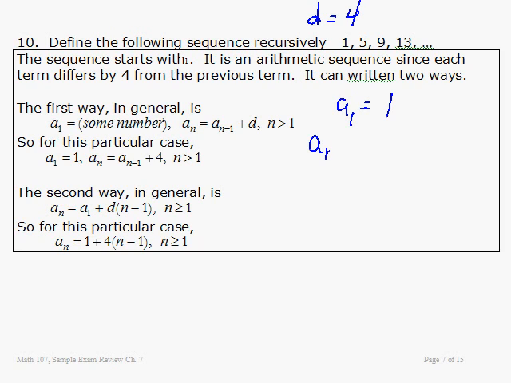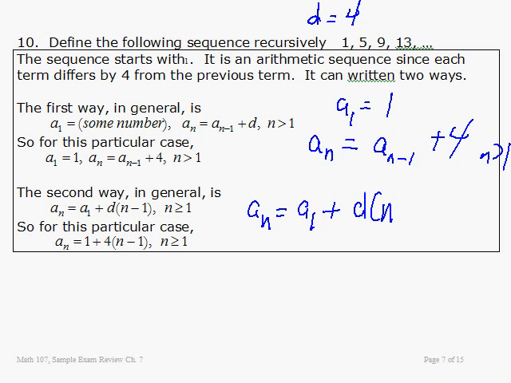Specify how to get the new term in terms of the old ones. Well, the next term is the previous term plus 4. You're done. n greater than 1. Okay? There's a second way where these can all be wrapped up together, and it can be done this way only because it's an arithmetic sequence, and it's given right here. The next one is the first one plus the common difference times n minus 1.